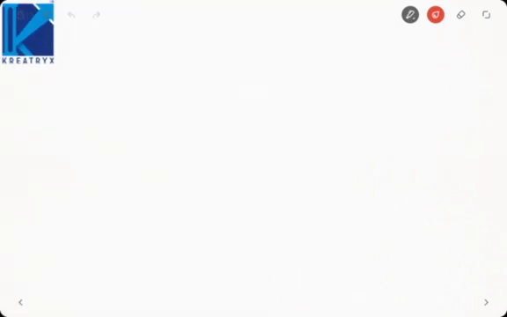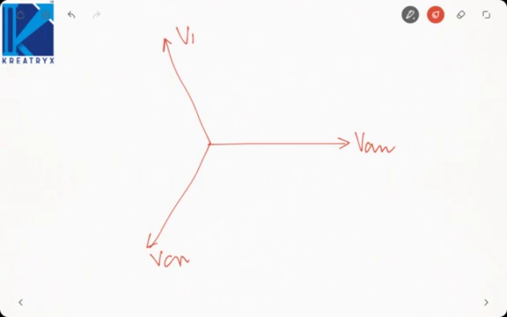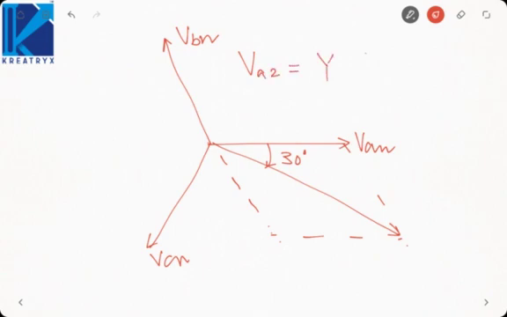Similarly, if we talk about negative sequence, it will be VAN, then VCN, then VBN. Now if we wish to calculate VAB, it will be VAN minus VBN. It will lag the phase voltage by 30 degrees, or we can say the phase voltage leads the line voltage by 30 degrees. So VA2 will have the same magnitude, but the angle will be leading the line voltage by 30 degrees.